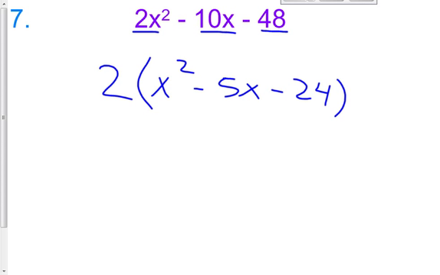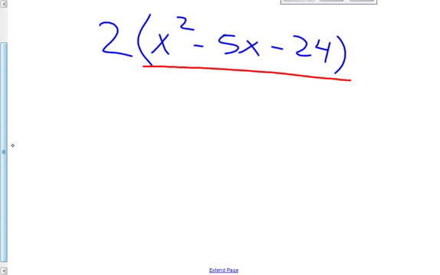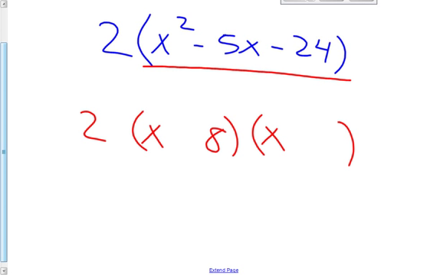So now that we have that, we have this trinomial. This trinomial, you should think factor by guessing and checking. So we're still going to have the 2 on the outside, and then we're going to have 2 different binomials for the x squared minus 5x minus 24. For my first term, x times x gives me x squared. And for my second terms in my binomials, factors of 24 that get me a negative 5. I know 8 times 3 is 24.